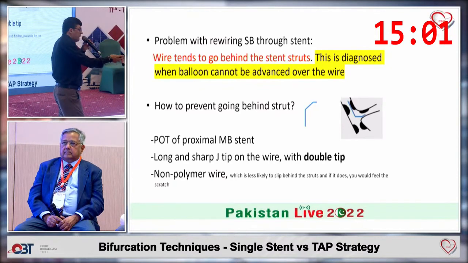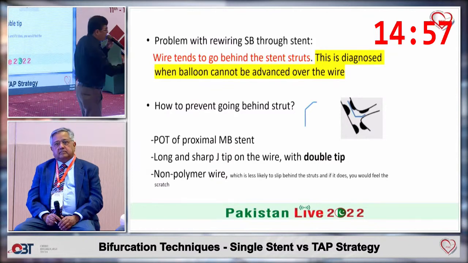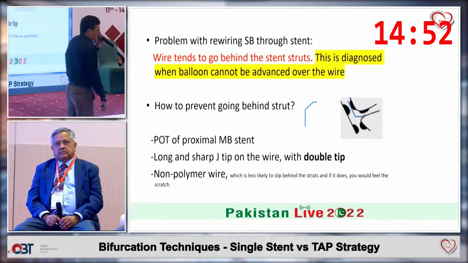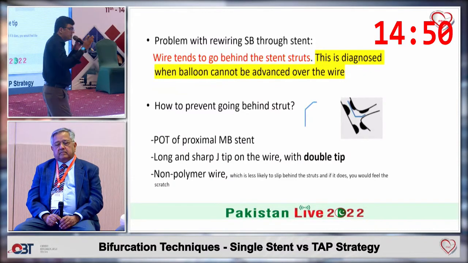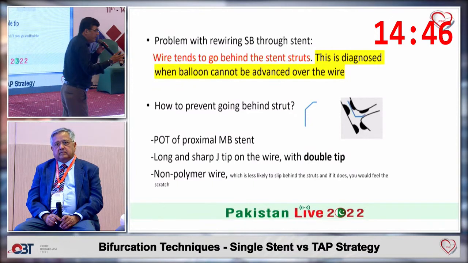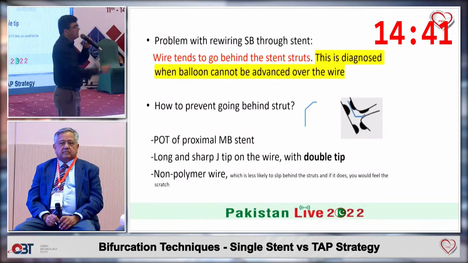And if the struts are properly potted, for example, you have done the POT process properly, it will very easily slip across into the side branch. So this is the technique. Always remember, if you follow the techniques and the steps, you do the POT properly, you have sized the main balloons properly, and you have made this kind of tip, it's much easier for you to enter the side branch.